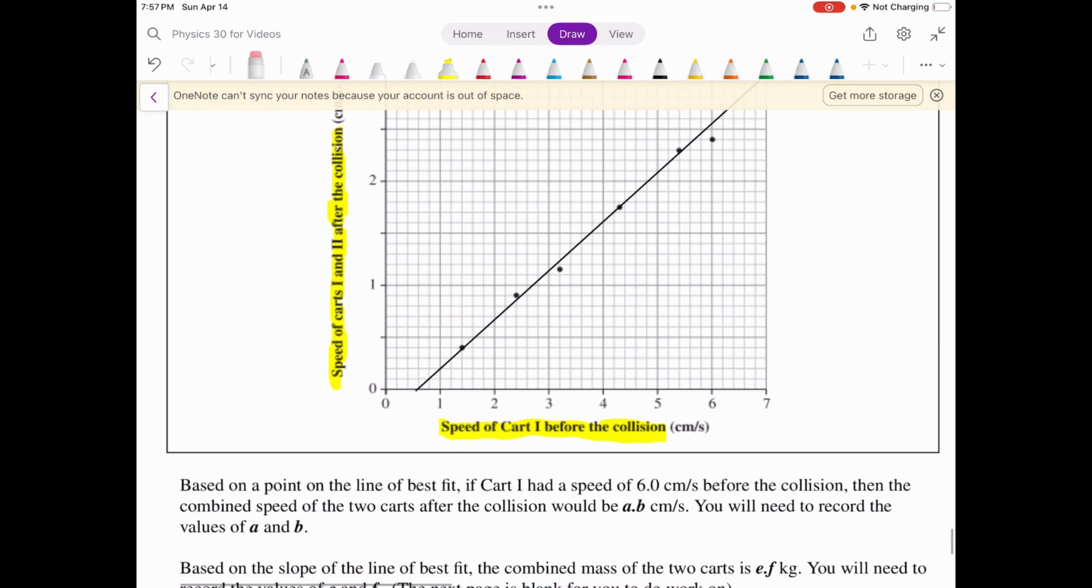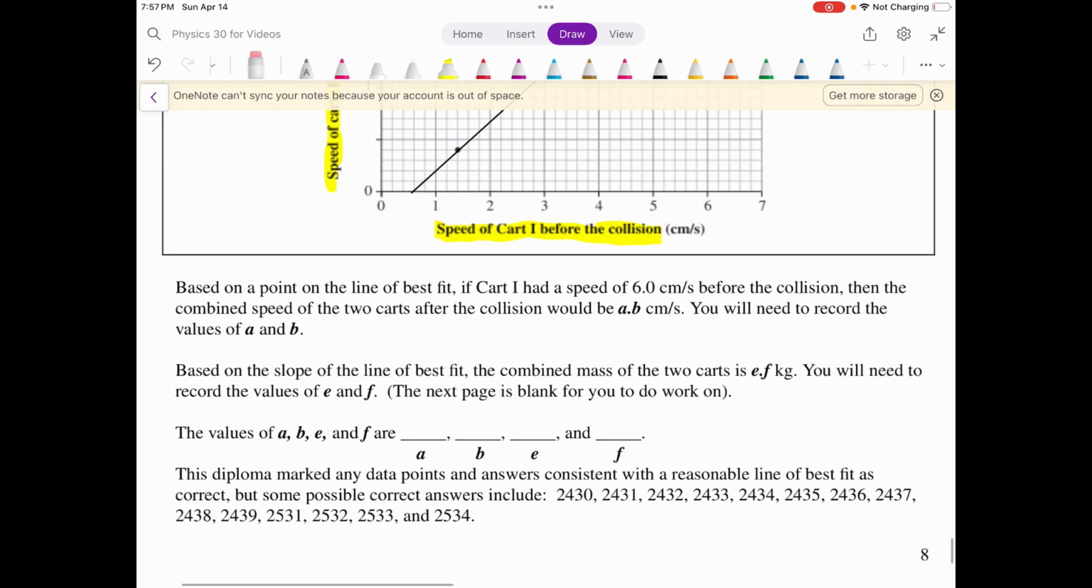Now, what are we going to have to actually do to answer this question? So based on a point on the line of best fit, if cart 1 had a speed of 6 centimeters per second before the collision, then the combined speed of the 2 carts after the collision would be A point B centimeters per second. We need to record the values of A and B.